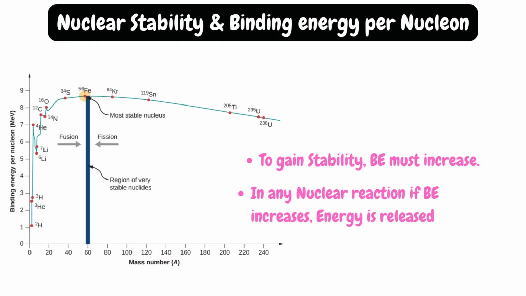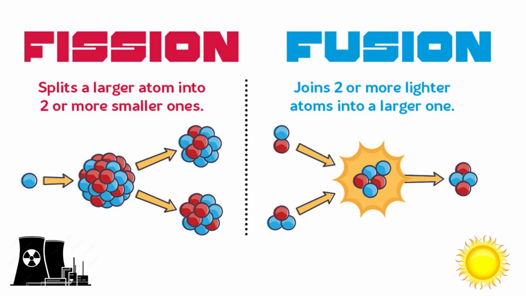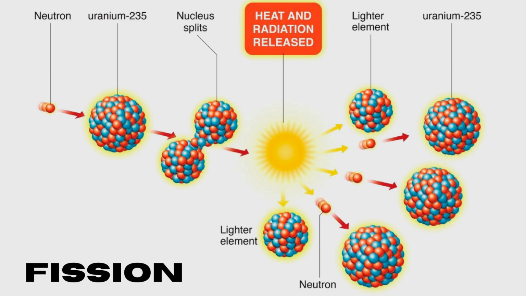So the big takeaway here is that any process that lets an atom move up this curve towards that stable peak is going to release energy. And that right there gives us two main ways to get energy out of an atom. You can take a really heavy nucleus from the far right of the curve and split it into lighter pieces that are higher up the curve. That's called fission. Or you can take very light nuclei from the far left and smash them together to form a heavier nucleus that is also higher up the curve. And that is fusion. So let's look at fission first.